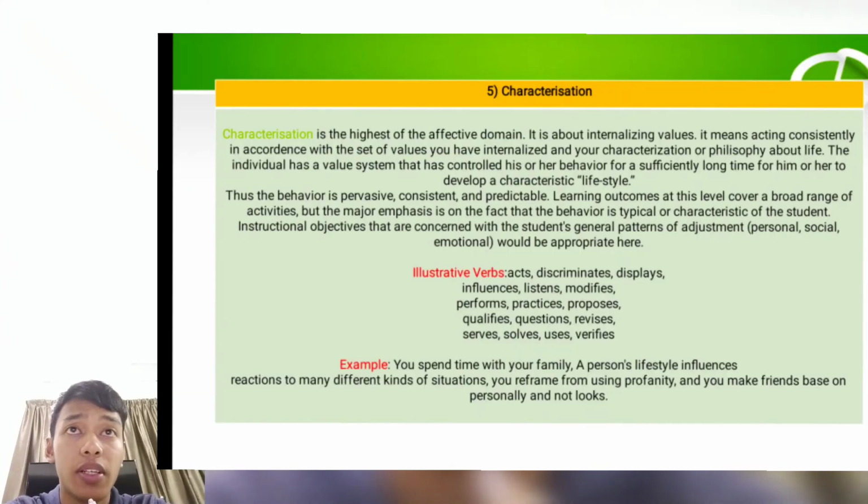The next one is characterization. Characterization is the highest level of the affective domain. It is about internalizing values. It means acting consistently in accordance with the set of values you have internalized and your characterization of a philosophy about life. The individual has a value system that has controlled his or her behavior for a sufficiently long time to develop a characteristic lifestyle. The behavior is pervasive, consistent, and predictable.